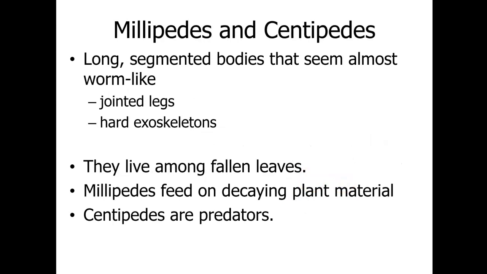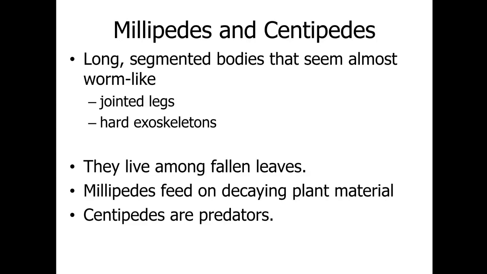Next, we had the millipedes and centipedes. With the millipedes and centipedes, they are going to have long segmented bodies that seem almost worm-like. Millipede is going to have what we call 1,000 feet. Centipede is going to have what we call 100 feet. The meanings are not actually going to be true though, although millipedes are going to have more feet than the centipedes. They do have jointed appendages, like we said with these feet.